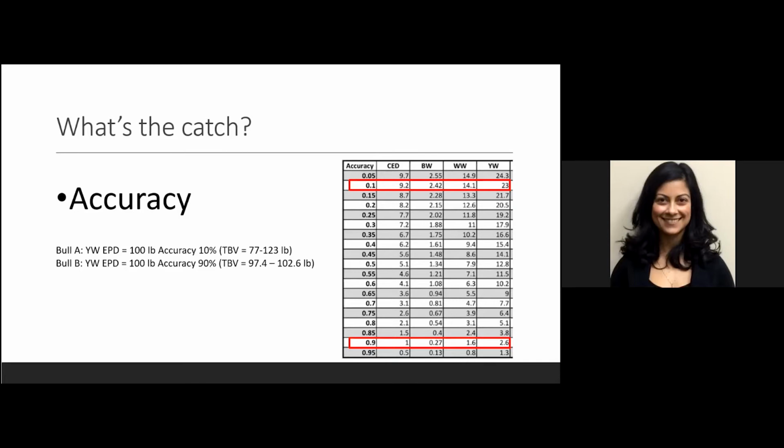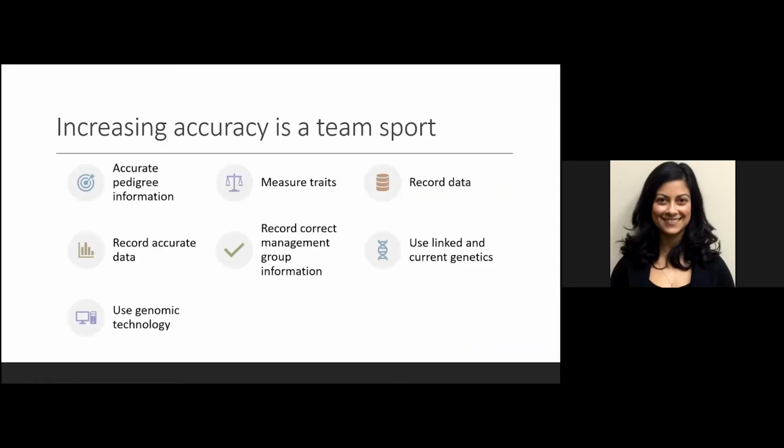But it's really important to look at that accuracy so that you know the actual range of that true breeding value. So what can we do to increase this accuracy? At the office, we do everything we can. We make sure we record things accurately. We try and use the best animal models possible and genetic evaluation possible to predict EPDs accurately.